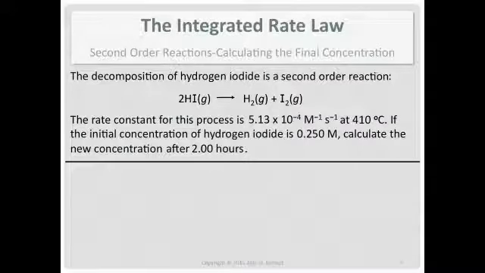We're going to look at the decomposition of hydrogen iodide. We're told it's a second order reaction, and we have some concentration information and some time information. So you need to know the mathematical equation that relates concentration and time for a second order reaction, which is what I've put up at the bottom half of the screen.